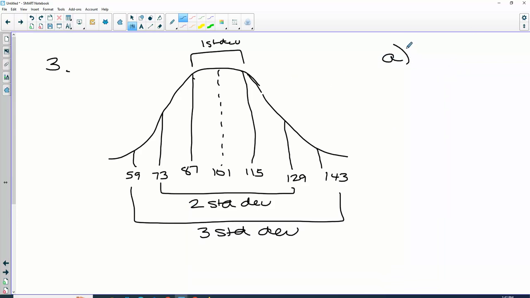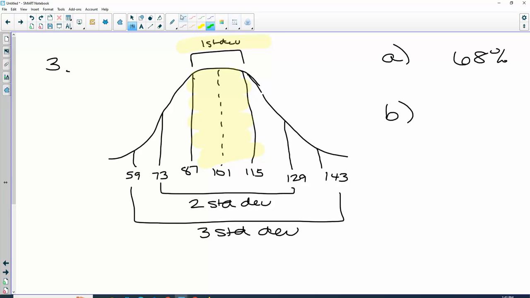If you look at your formula sheet, if it's bell-shaped, that's the empirical rule. And if we're between 87 and 115, that's the 1 standard deviation. So I look at my empirical rule, 1 standard deviation is 68% of our data. When I get to B, it says nothing is known about the shape.